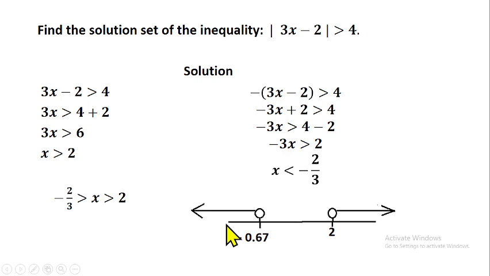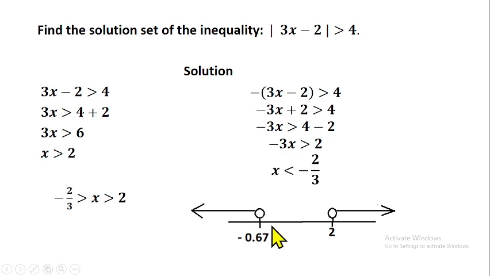Which you can also represent on the number line if you have to. In this case, you are not asked to represent on the number line. I'm just showing you on the number line so that you understand how to represent inequalities on a number line. Then this 2 is positive, and this is negative. Minus 2 over 3 is minus 0.67. They are both strong inequalities. This is strong, this is also strong. You're having the circle not shaded, circle not shaded.